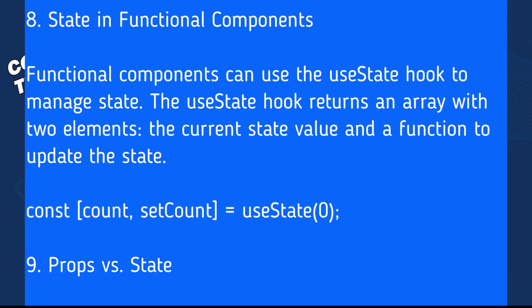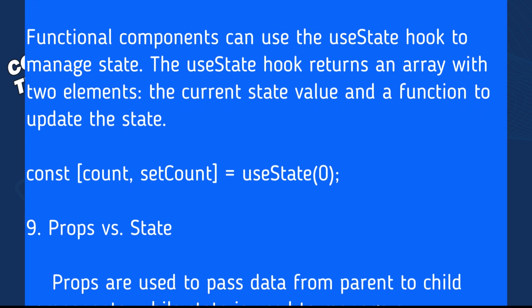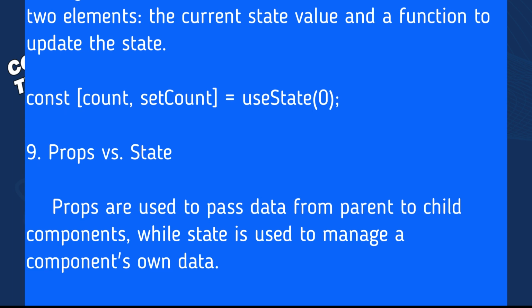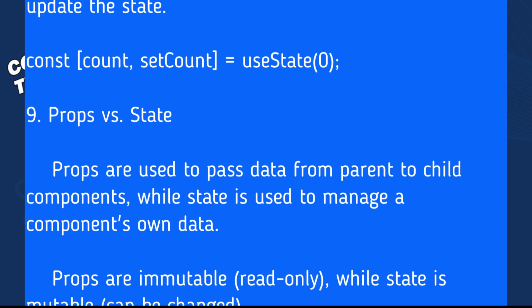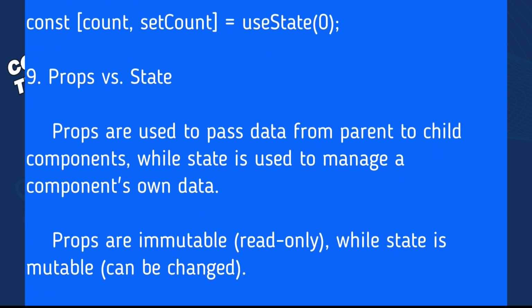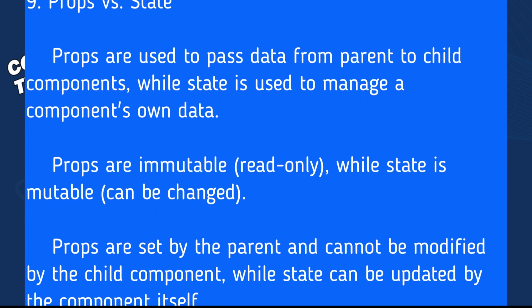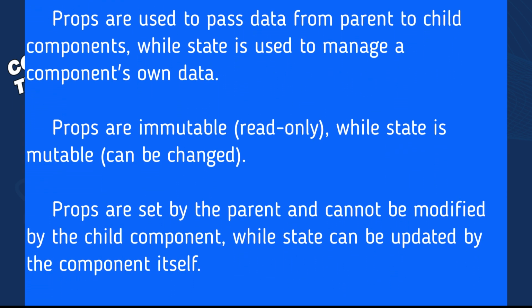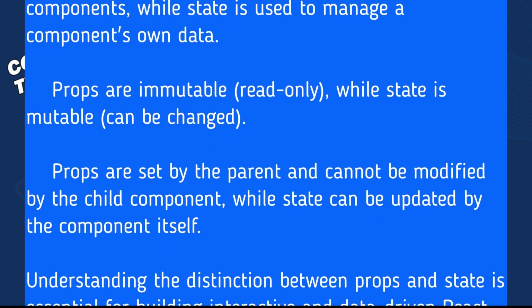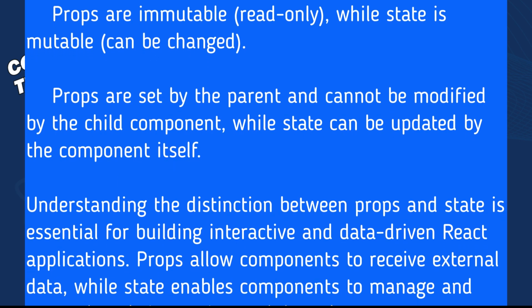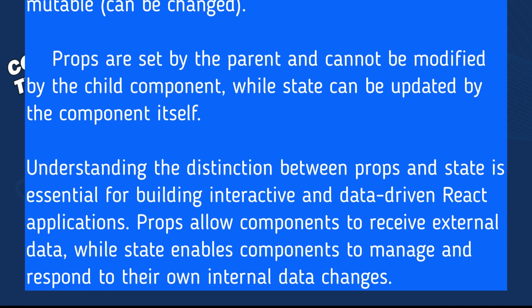9. Props versus state. Props are used to pass data from parent to child components, while state is used to manage a component's own data. Props are immutable, read-only, while state is mutable, can be changed. Props are set by the parent and cannot be modified by the child component, while state can be updated by the component itself.